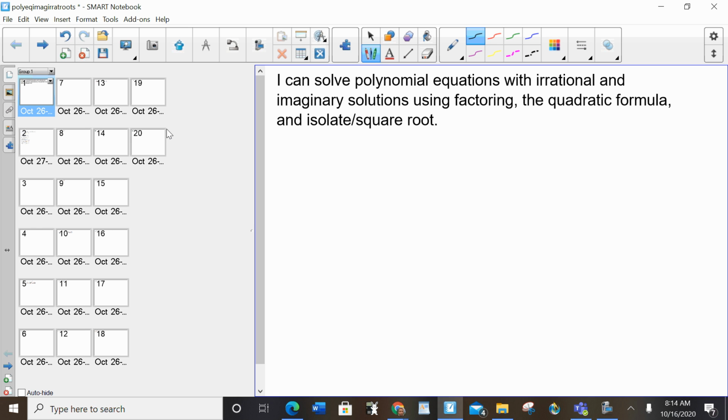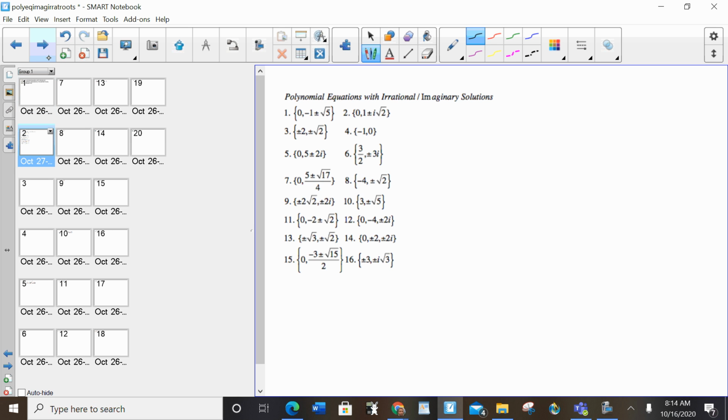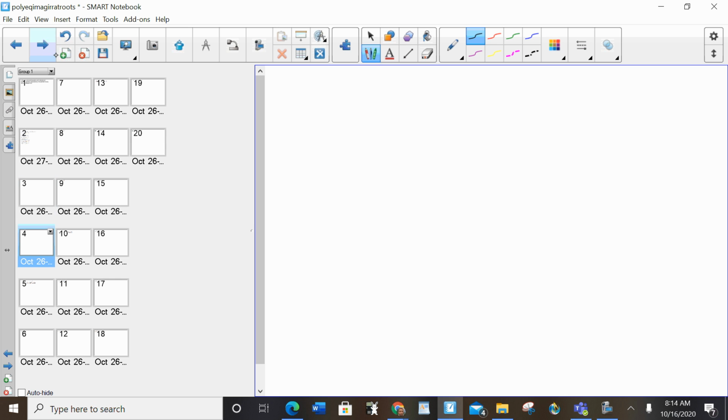And of course, we also learned completing the square, which would be an option as well, but that's probably the least focus that I want to talk about today.